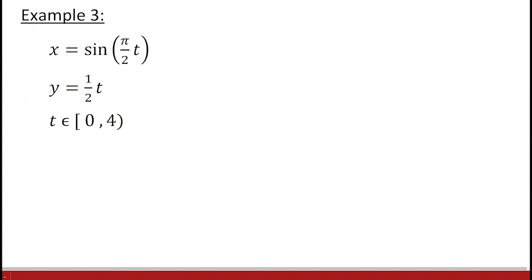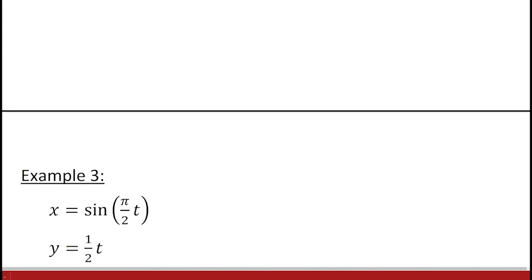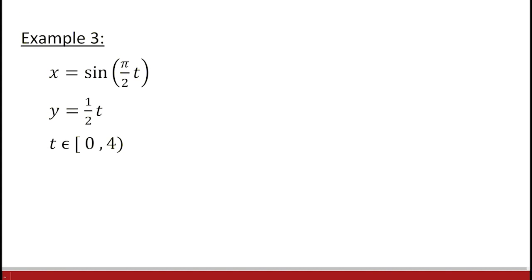Here in example 3, we've got a sinusoidal function for x and another linear function for y. In fact, I think that's the same one. Yeah, it's the same one we had before, so that should be pretty easy to find the values for. So let's go ahead and create another table here to keep track of what coordinates are happening when. So we've got t, we've got x, comma, y.